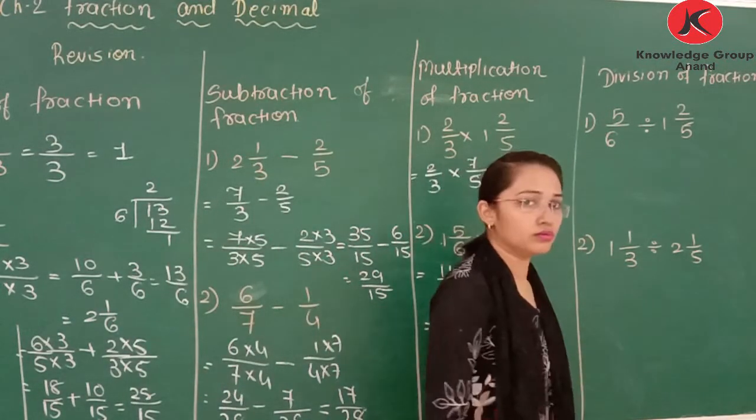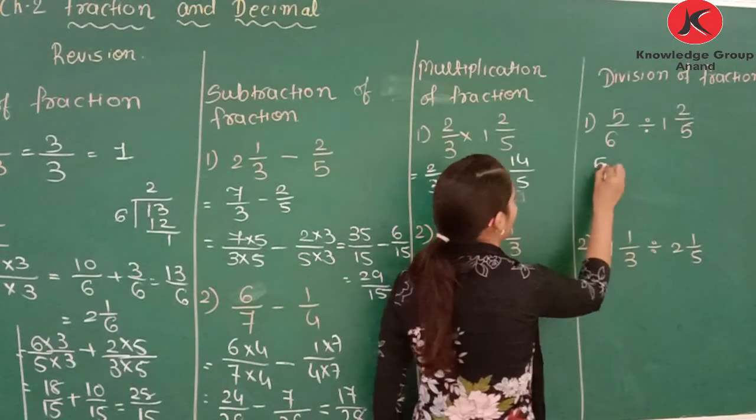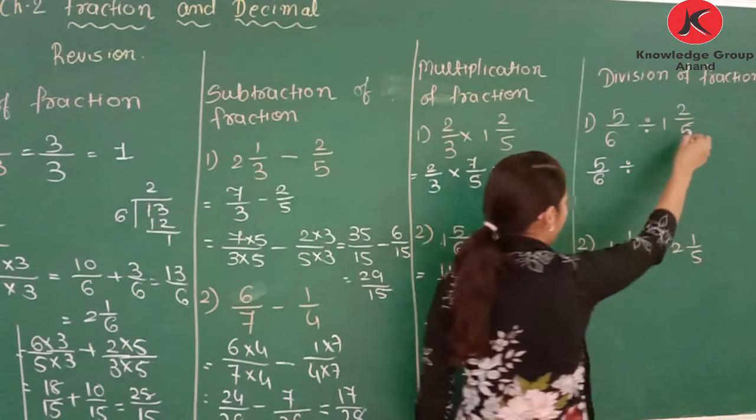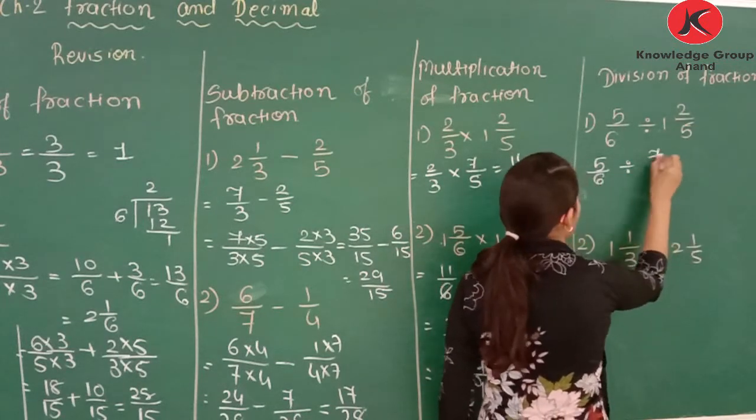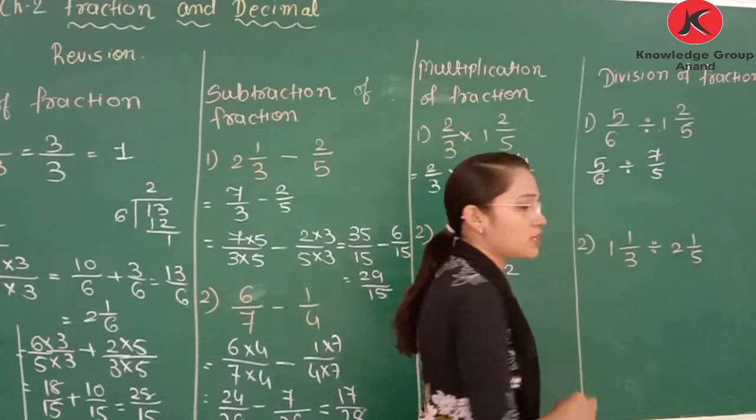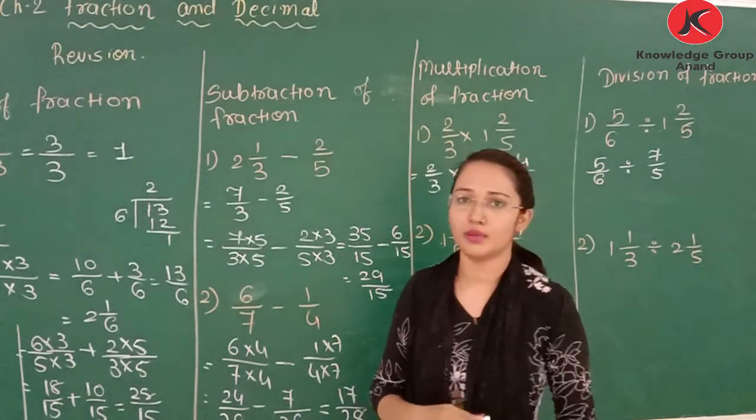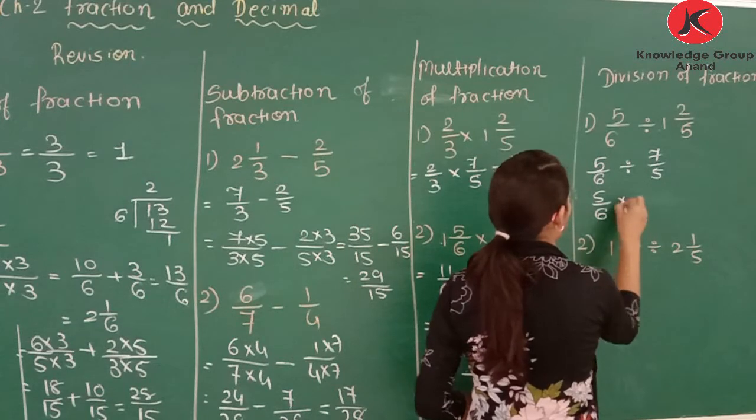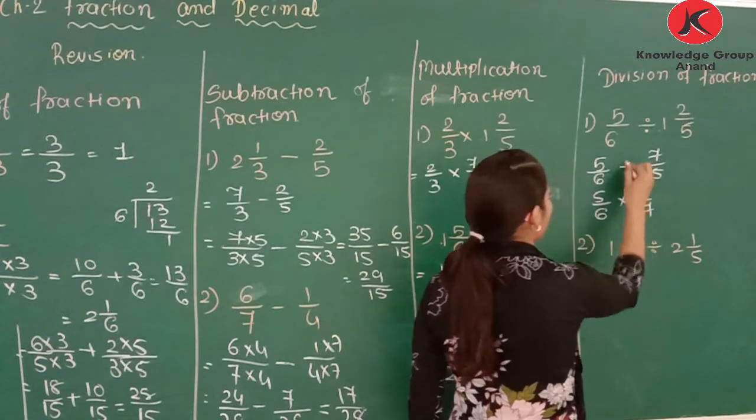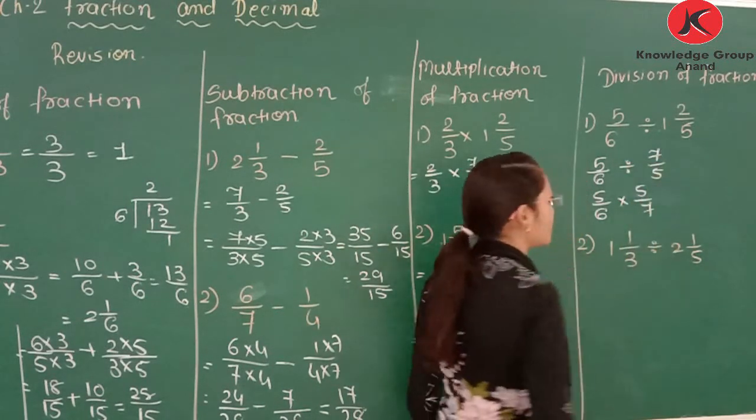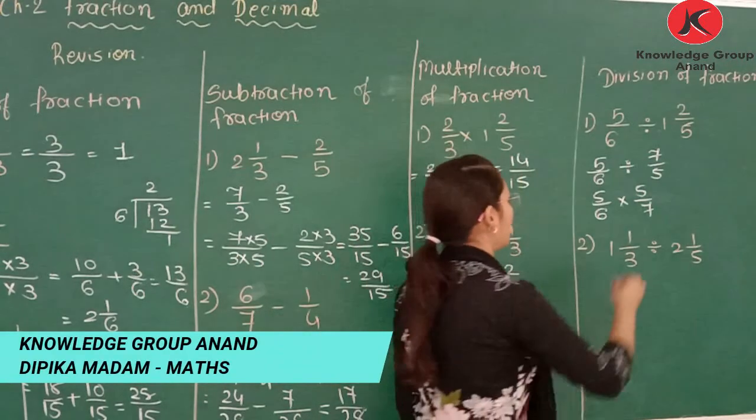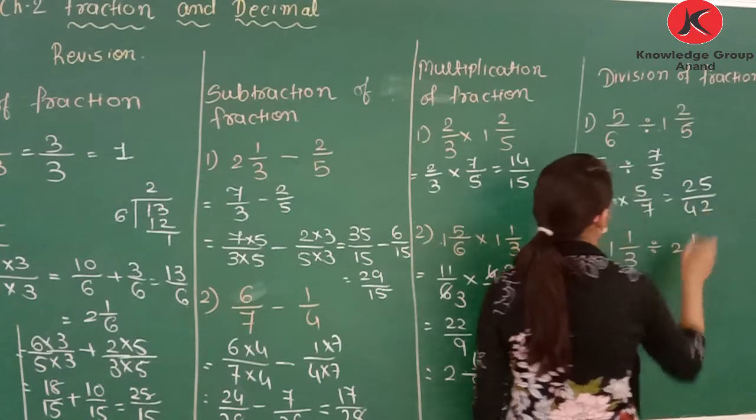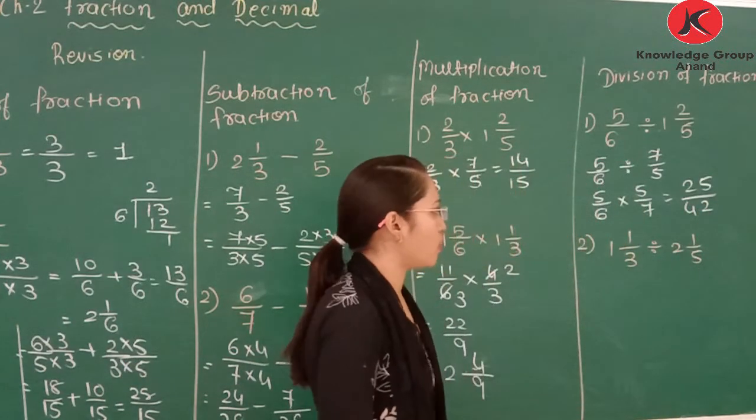Division of fraction. In division, what you have to write? 5 by 6 divided by 1 2 by 5. First convert this into improper. 5 ones are 5 plus 2, 7 by 5. Now in the division, you need to convert division into multiplication by writing the reciprocal. So it is 5 by 6 multiply 5 by 7. Division become multiplication. Reciprocal of 7 by 5 is 5 by 7. So 5 fives are 25, 7 sixes are 42. Clear? This will be your answer.